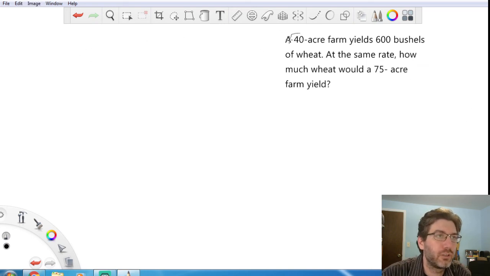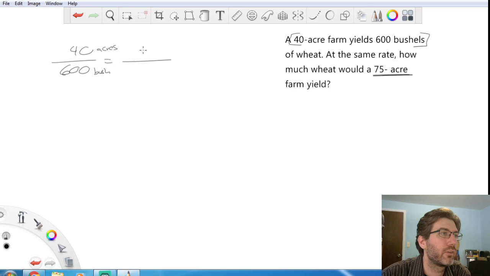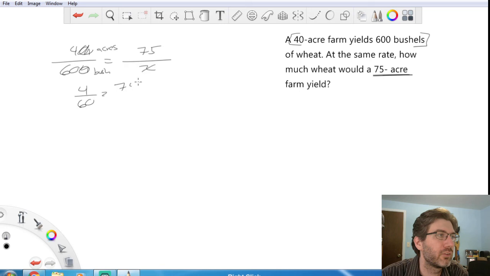So again, original ratio here is 40 acres for 600 bushels, so 40 over 600. Keep in mind this is acres and this is bushels. And we have 75 acres, so it goes with acres on top, which is 75. And then you have x. When I do this, I don't want to deal with the big number, so I can reduce this fraction before I start. I'm going to reduce it by 10, and I'm going to get 4 over 60 equals 75 over x. That way it's a little easier for me to work with number-wise.